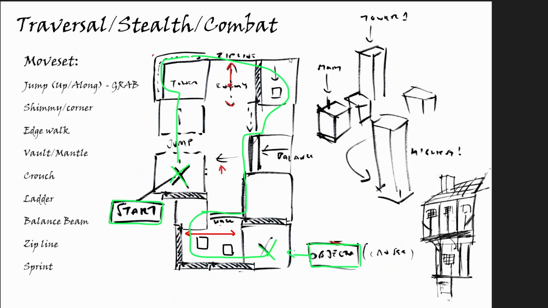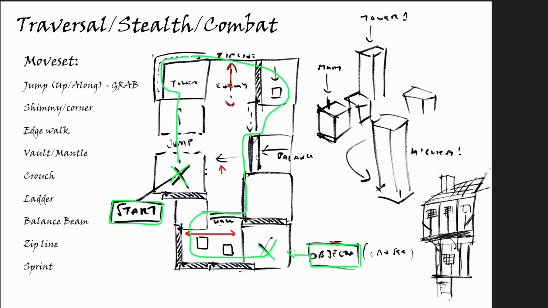Something like a crate here we could use as a way of jumping up to a new shimmy. A balance bar here perhaps. So this green line obviously is our critical path. Move along here. This is something I deleted, which was an enemy patrol route, which isn't there anymore, but you could put one there.